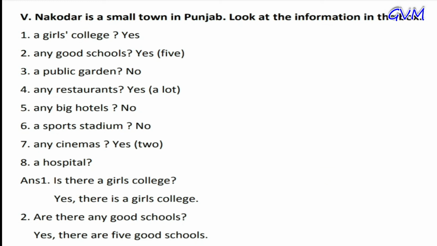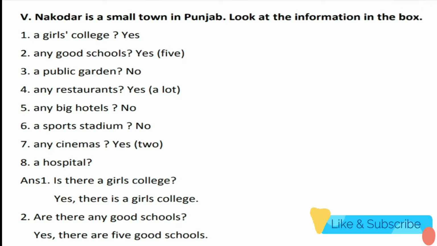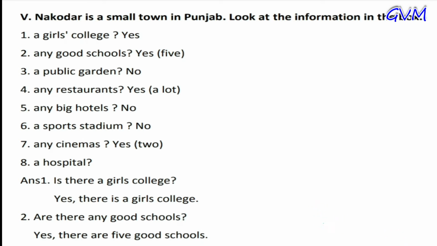Six, I saw some boys in the park but ___ any girls, and the answer is there were not. Now, question number 5. Nakodar is a small town in Punjab. Look at the information in the box. First, a girls' college, yes. Any good school? Yes, 5. A public garden? No. Any restaurant? Yes, a lot. Any big hotels? No. A sports stadium? No. Any cinemas? Yes, 2 cinemas are there. A hospital? Question mark.